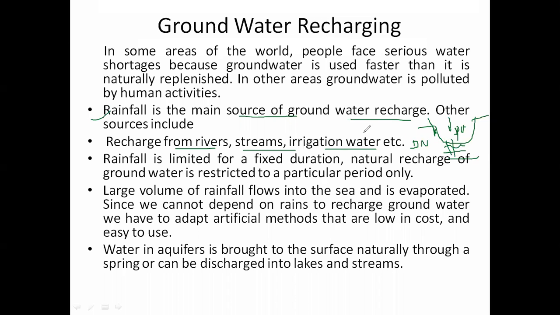Next, rainfall is limited to a fixed duration. Natural recharge of groundwater is restricted to a particular period only. I mean, in the rainy season only, this type of recharge will take place at a higher rate. That's what they're telling. Next, a large volume of rainfall flows into the sea and evaporates. Since we cannot depend on the rain to reach groundwater, we have to adopt artificial methods that are low in cost and easy to use.